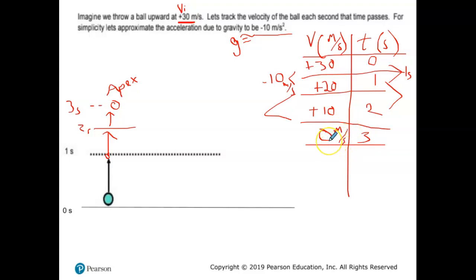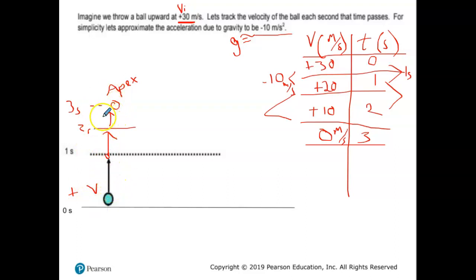Now, does it stay stopped? Does it get up there and just get stuck in the air? No, it's going to fall back down. So that's the point at which it changes direction. So it's going with a positive velocity on the way up because it's directed upward, so up is positive. And then it gets to 0 velocity when it reaches the apex.